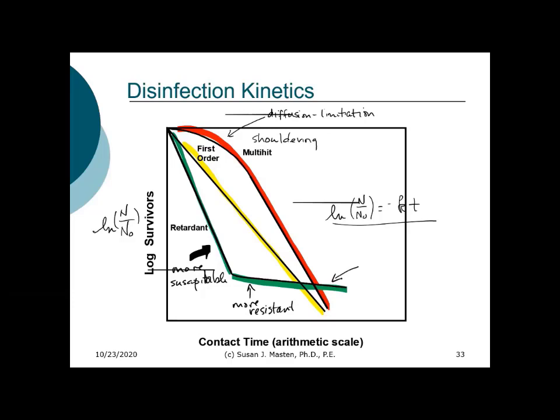Another possibility is that we have hidden organisms. So basically, these are organisms that may be attached to particulate matter. They may even be incorporated into the particulate matter, and that's what makes them more resistant. So we may have a first order decay, we may have a decay that can be described by the Chick-Watson law, or we may have this much more complicated situation here.